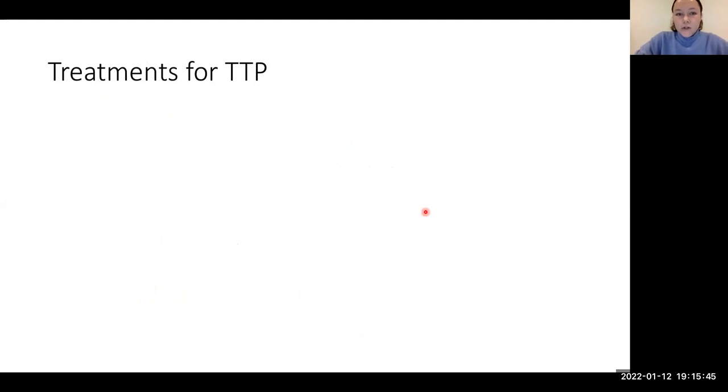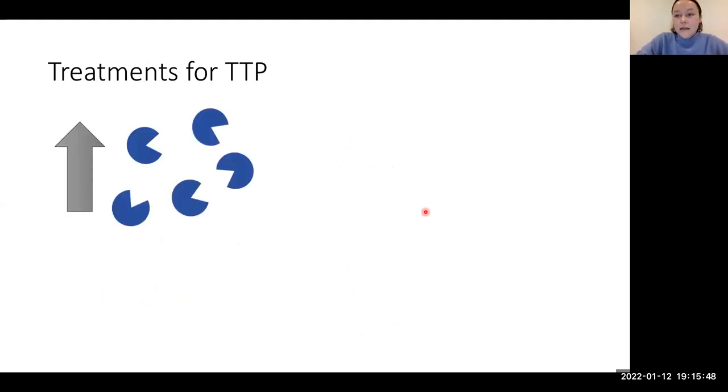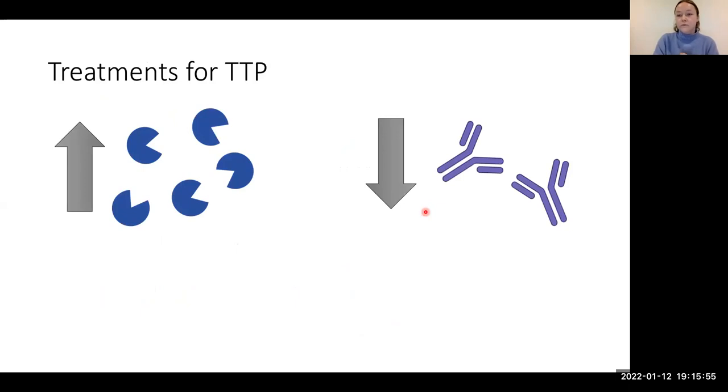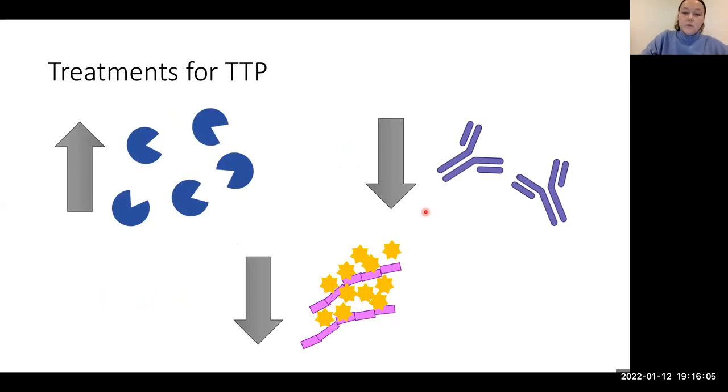So treatments of TTP have the main goals of either trying to boost ADAMTS13, so plasma infusion, trying to reduce the amount of the antibodies, so this can be through corticosteroids or rituximab or plasma exchange, and more recently the goal of trying to prevent platelets from binding to VWF through the use of caplacizumab. Probably not saying that very well. But these are the current treatments with the main goals as I've just said.